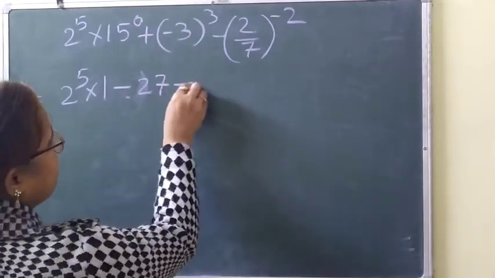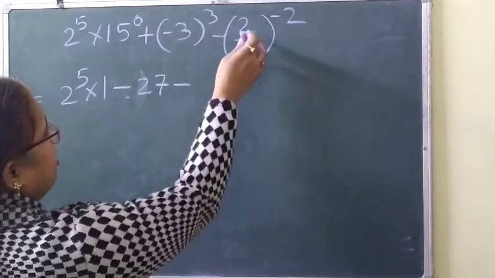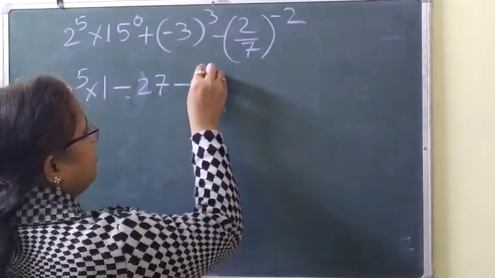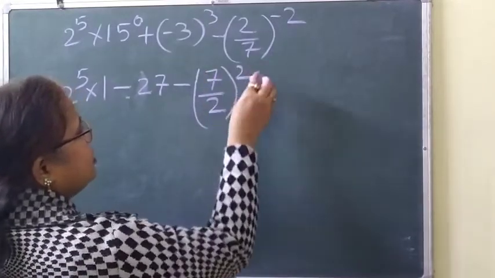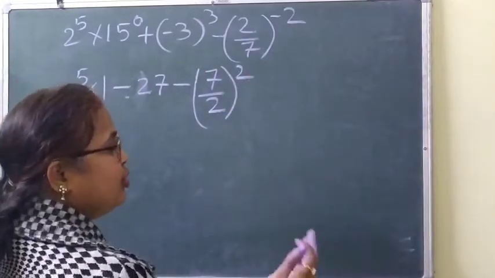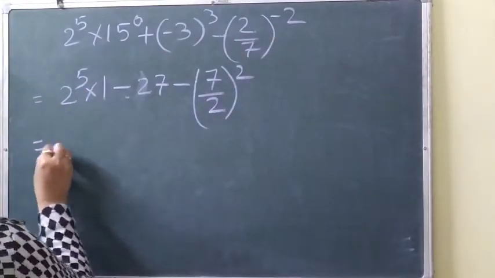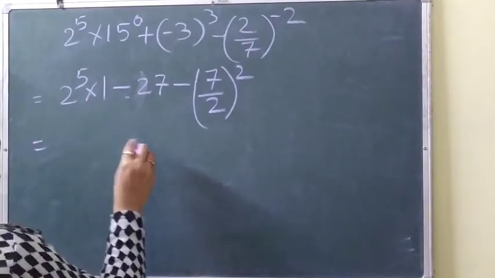Then here the minus sign is here, clear. Here it is given minus 2, which means we will make it positive. We will write 7 by 2. We will change the numerator into denominator and the denominator into numerator, so it will become positive.